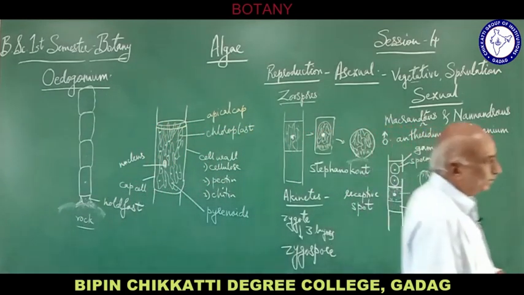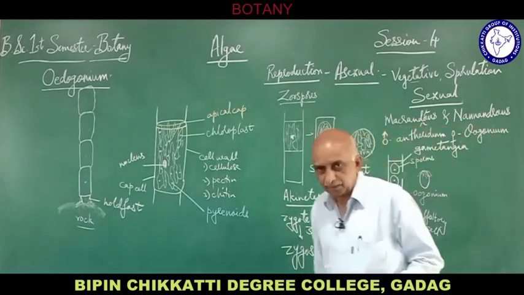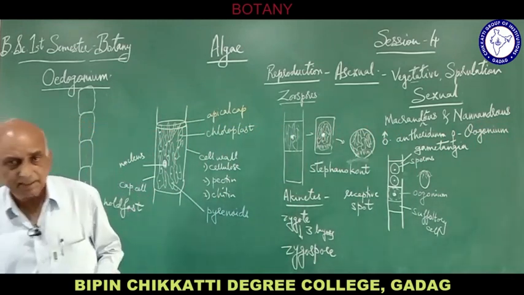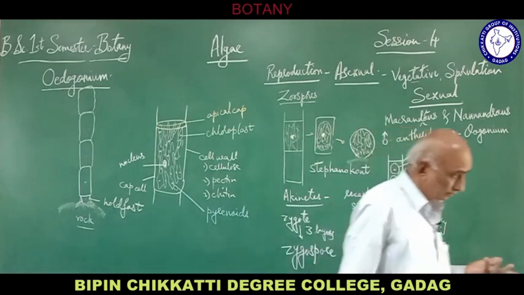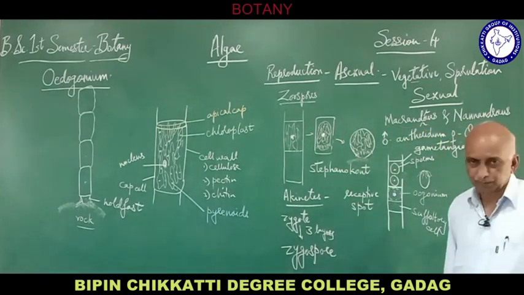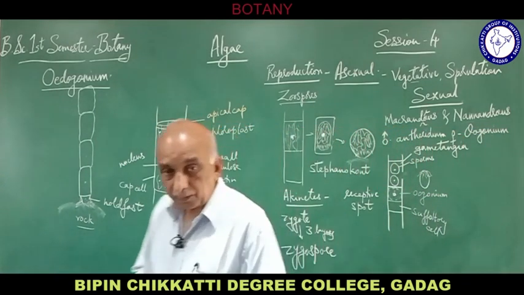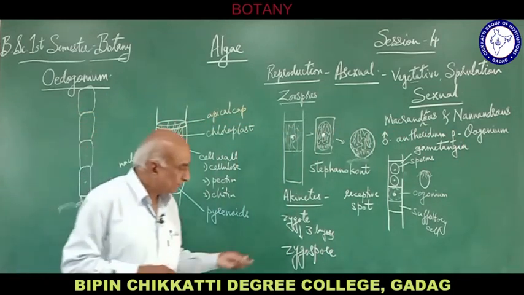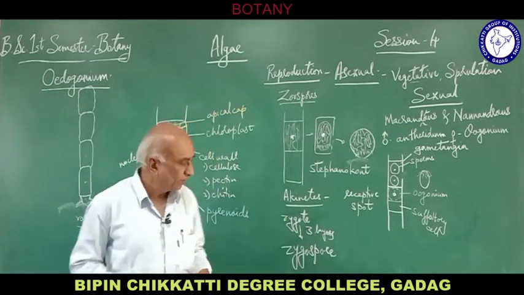Zygote means, as soon as the fusion of the sperm and the egg nucleus happens, it is the zygote, that is the diploid zygote. Soon it develops a thick wall of 3 layers for its protection, and it is called a zygospore. The zygospore will develop further only under favorable conditions. Otherwise it will remain for a period of rest.